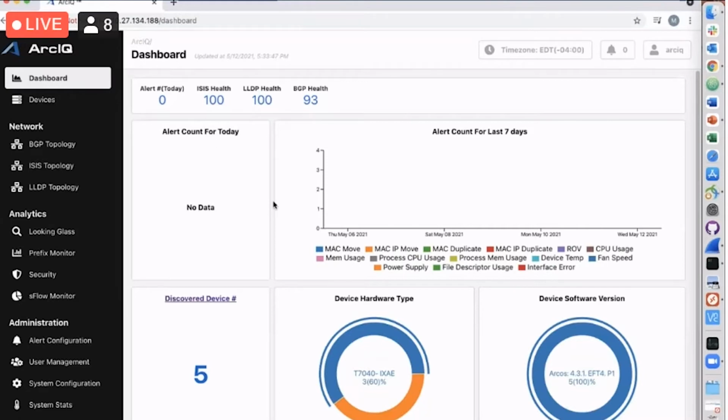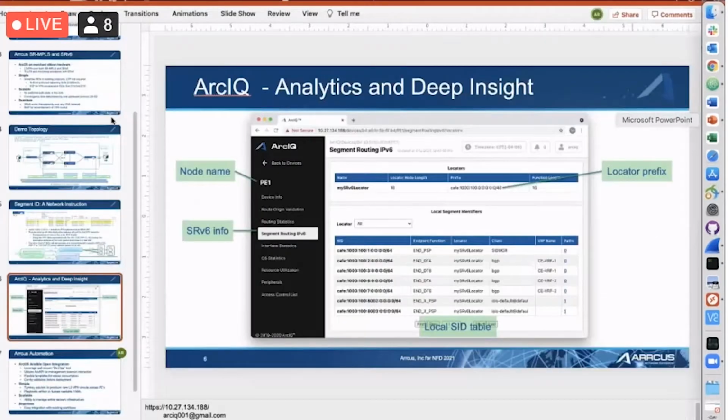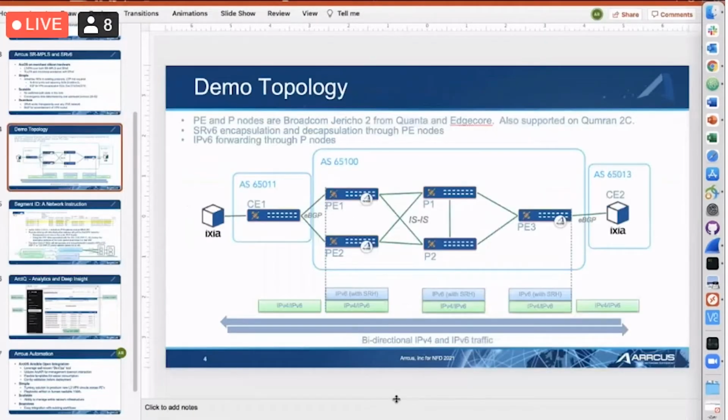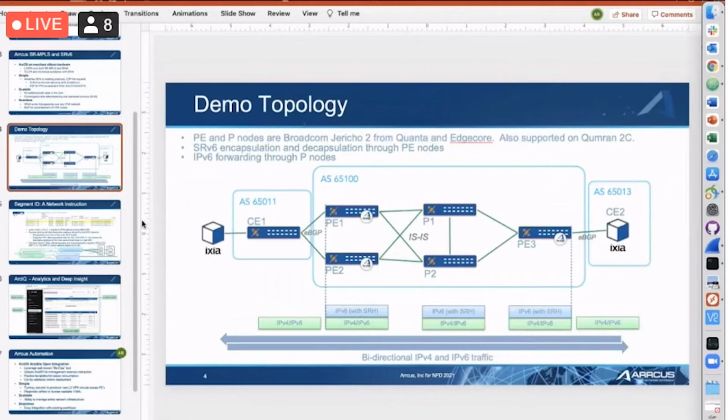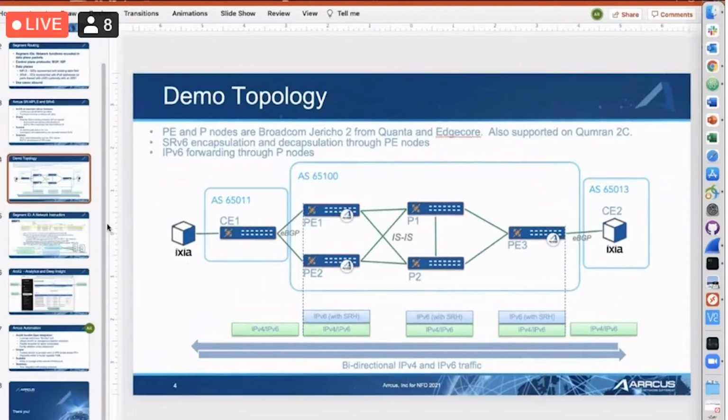But at the same time, we have support for Jericho 2, which is what this demo shows, and Qumran 2C, which is the edge-centric solution. So our customer base spans all of these. In fact, we have customer bases across all of these environments, as well as transformative enterprise environments, plus CSPs, service providers as well. I don't know if that answered your question, but I wanted to give the context of why we have customers across the board. In fact, that is the key differentiator.